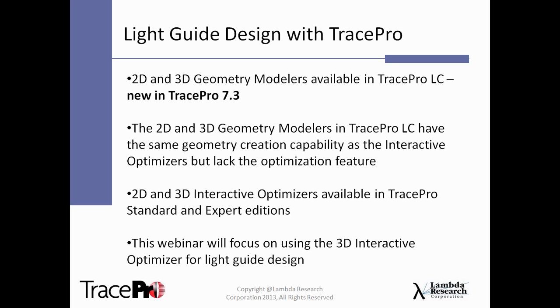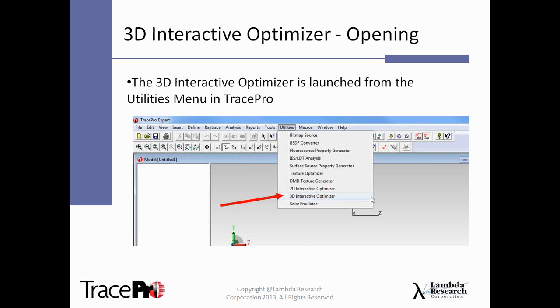Then our 2D and 3D interactive optimizers, those are available in our TracePro Standard and TracePro Expert editions. Today's webinar, we're going to focus for the most part on our 3D interactive optimizer and how you can use that for light guide design. Now to open the optimizer, you just go to the Utilities menu in TracePro and scroll down to 3D interactive optimizer.